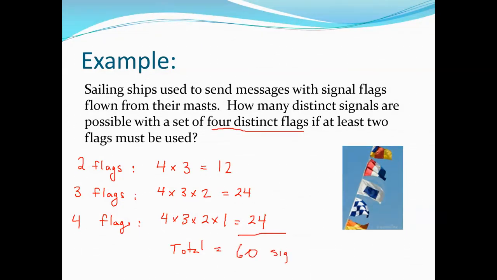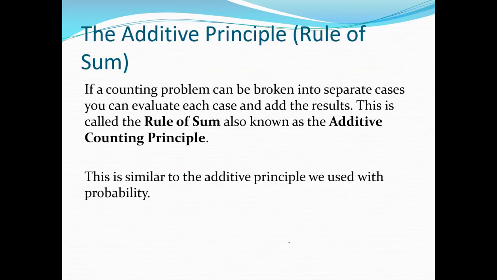60 possible signals you can make. So in this example, we found out all those cases. In each individual case, we used the fundamental counting principle, and then we added them up. This is an example of the additive principle, or the rule of sum. And we're going to relook at this later on.